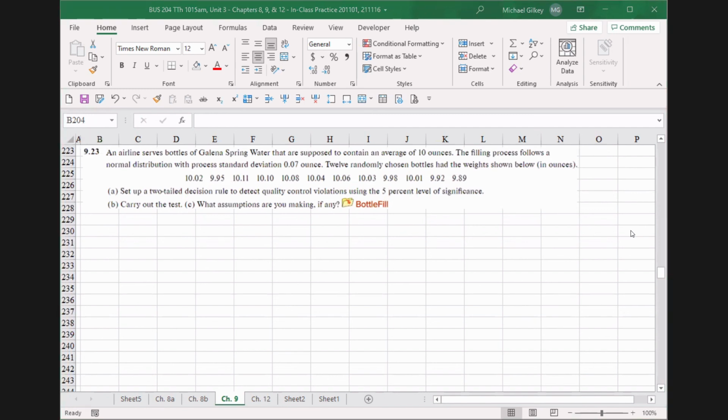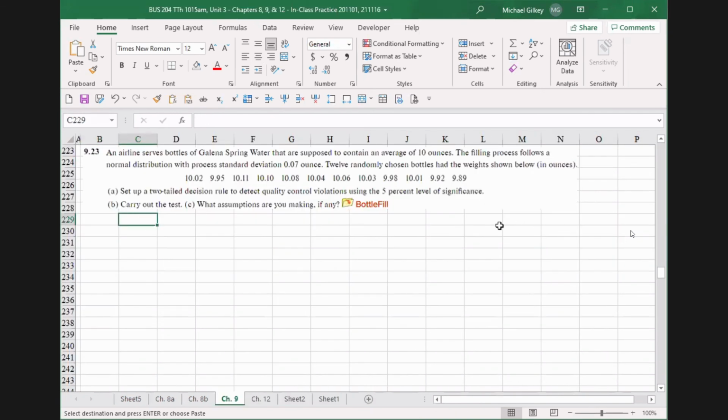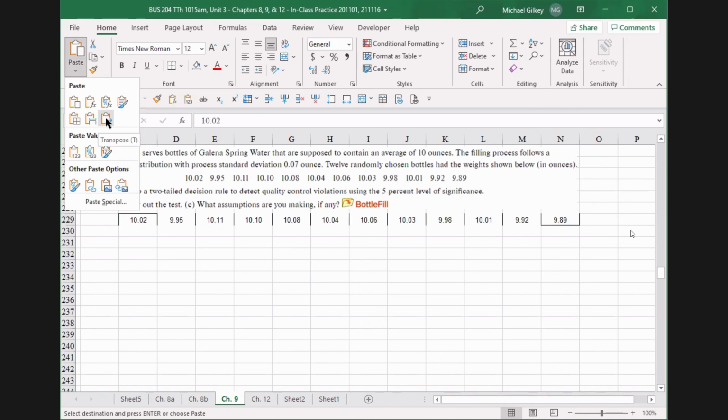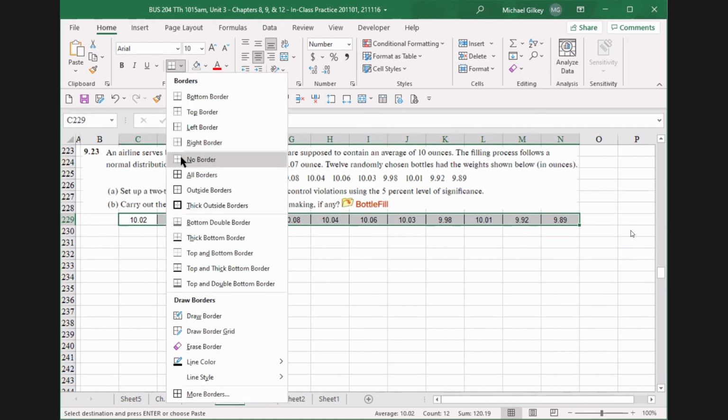But what I would do if I were doing this, and actually this is what I'm going to do right now, is take these numbers, copy them, go back to our spreadsheet, and in this first row below the problem, do paste special and transpose, so it doesn't take up much room, just a line. And then I'm going to get rid of the borders because it copied the borders too.